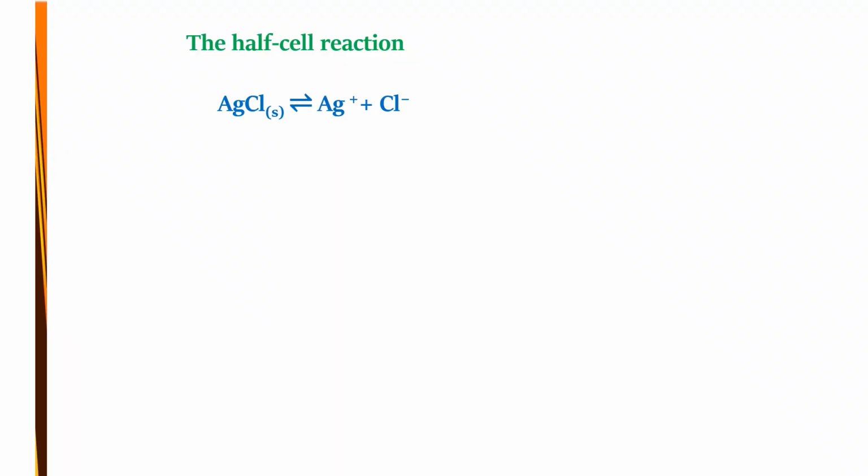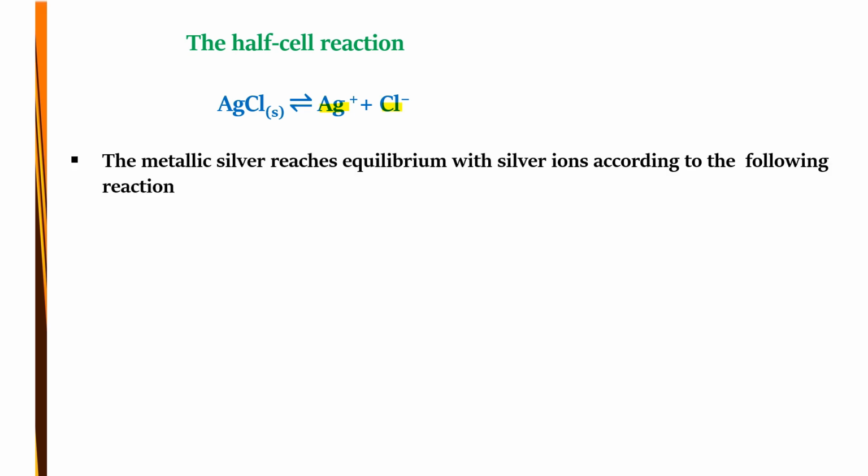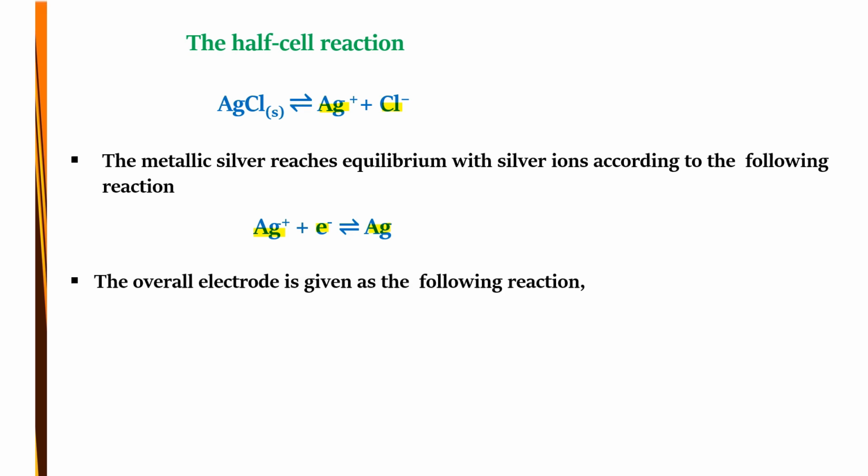Half-cell reaction. Silver chloride ionizes into silver ion and chloride. Then the metallic silver reaches equilibrium with the silver ion according to the following reaction. And here the reaction takes place as the silver ion picks up an electron and is reduced to metallic silver. The overall electrode reaction is given as follows: silver chloride picks up an electron and gives metallic silver and chloride.